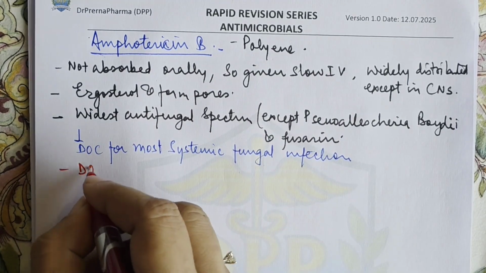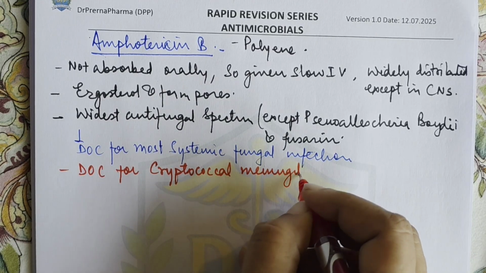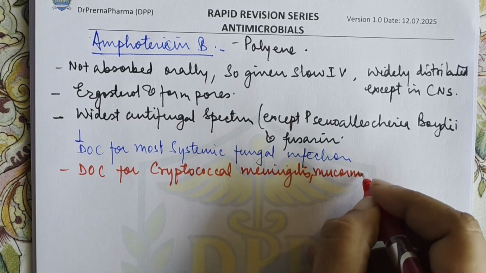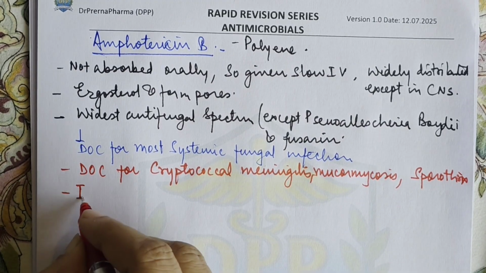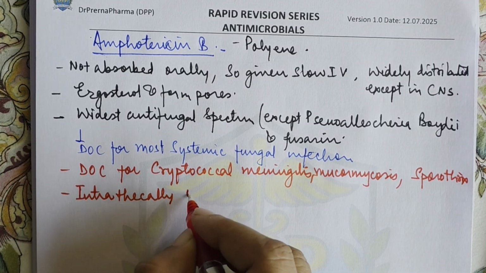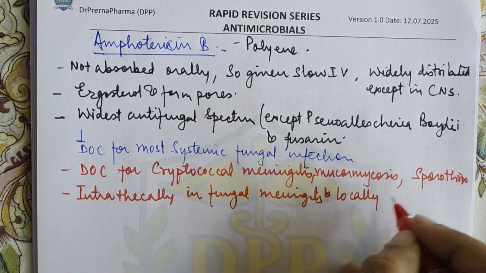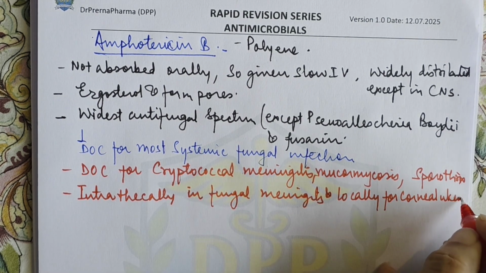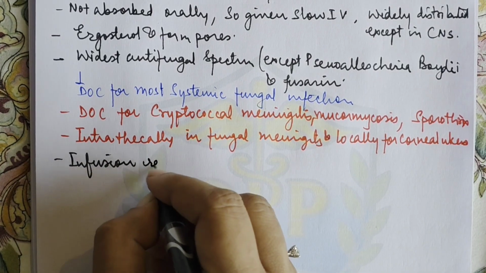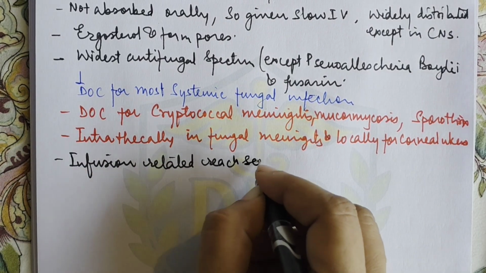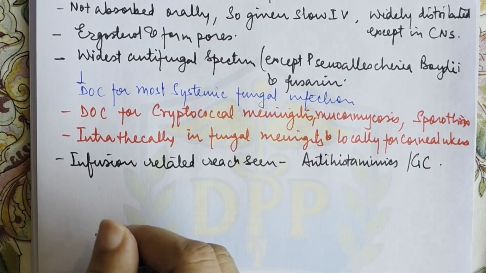So it is the drug of choice for cryptococcal meningitis, mucormycosis, and sporothrix. It can be used intrathecally in fungal meningitis, and can be used locally for corneal ulcers and keratitis, right? Then infusion related reactions are seen, and you can give antihistaminics or glucocorticoids for the same.